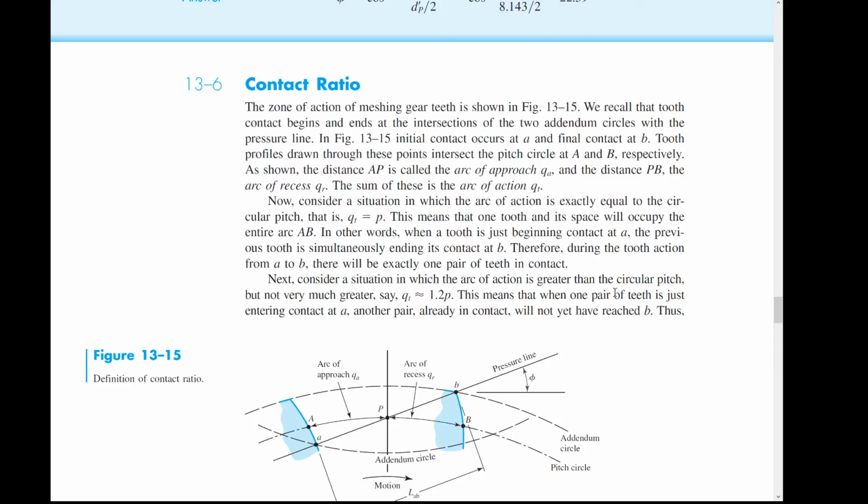13.6 contact ratio. The zone of action of meshing gear teeth is shown in figure 13.5. We recall that tooth contact begins and ends at the intersections of the two addendum circles with the, hey kitty.